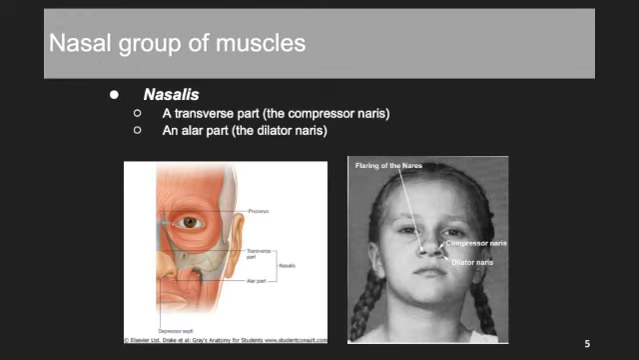Very different muscle here. So this muscle is called a nasalis. So just by knowing what nasal means, obviously this muscle is going to be located right around our nose. Now we're going to have two different parts of the nasalis. We're going to have a transverse part, and that's going to compress the nares or the nasal openings. And then we're going to have an alar part that's going to dilate the openings. So this is always kind of a fun one to practice in the mirror.